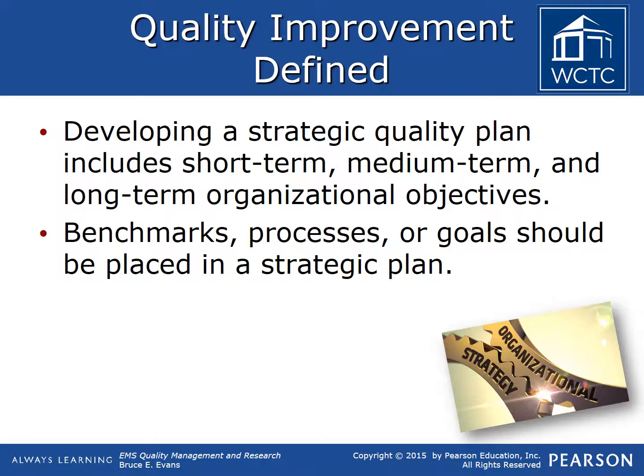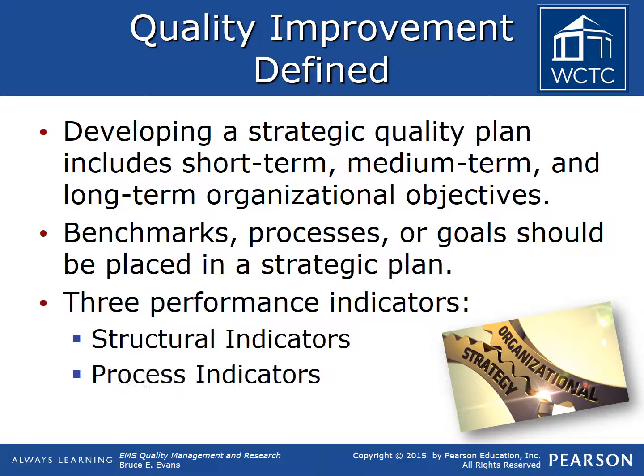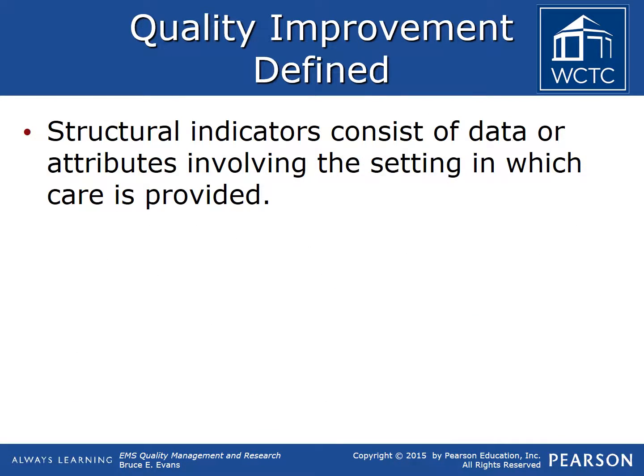Within the healthcare field, there are 3 types of performance indicators used to measure quality in patient care: structural indicators, process indicators, and outcome indicators. Structural indicators consist of data or attributes that involve the setting in which care is provided. Such indicators include the defined components of an EMS system, such as facilities, equipment, staffing, provider knowledge base, credentialing, and deployment. In many instances, structural indicators utilize local, regional, or even national consensus standards.